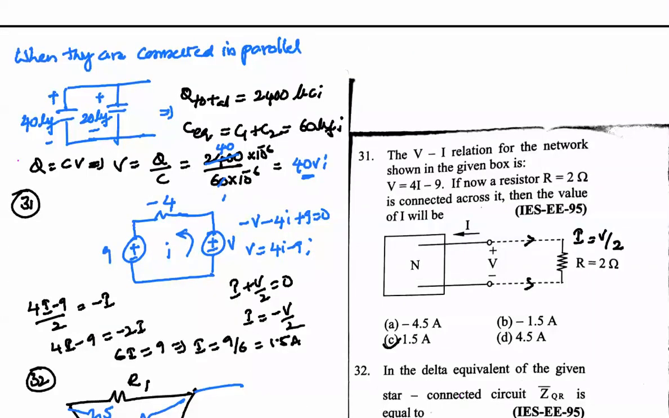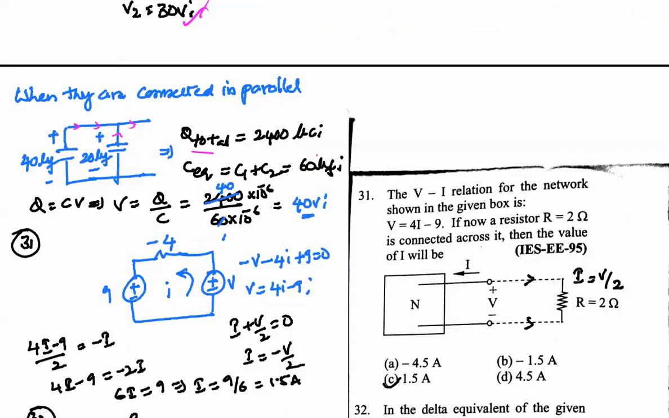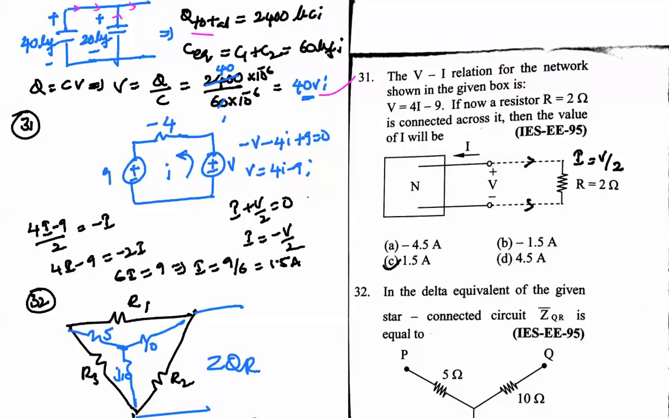When they are connected in parallel, the charges stored in these capacitances will add in nature. So Q total is going to be, previous case what is the value? So Q1 is 1200 microcoulombs here. So we will get 2400 microcoulombs, and C equivalent when they are in parallel, C1 plus C2, will get 60 microfarads. So Q is equal to C into V, V is equal to Q by C, will get 40 volts as a result.